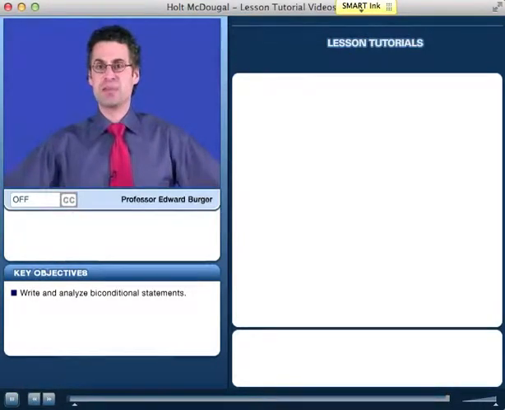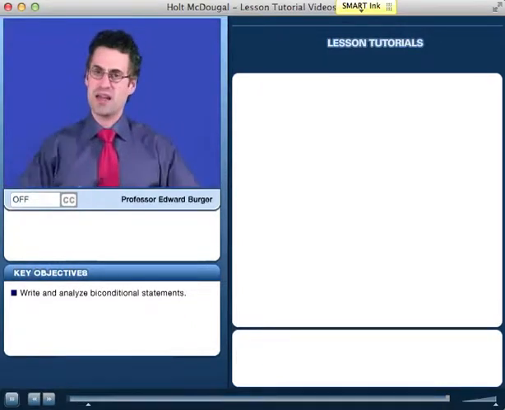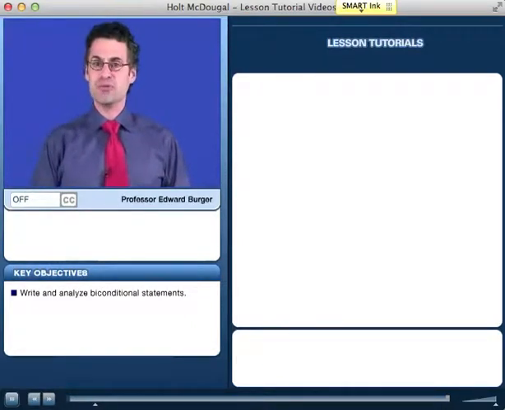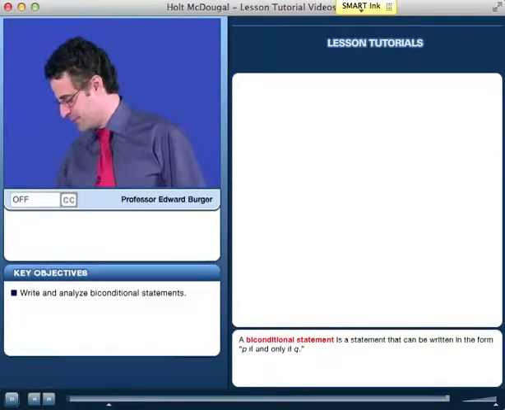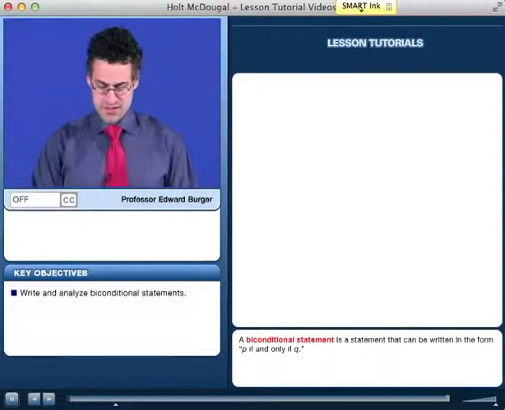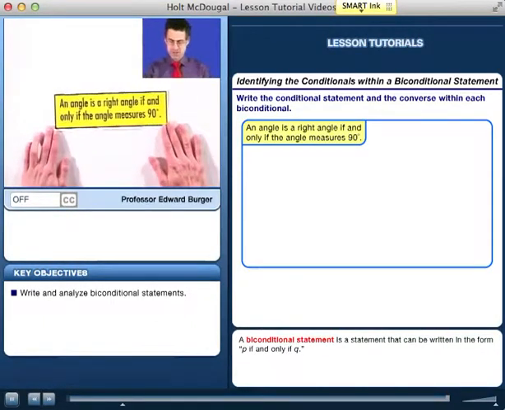A biconditional statement is basically a conditional statement and its converse all put together in what is sometimes referred to as an if and only if type statement. Let's take a look at some examples here. So this is an example of a biconditional.